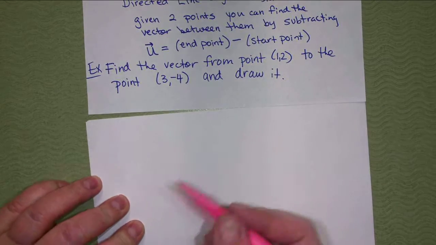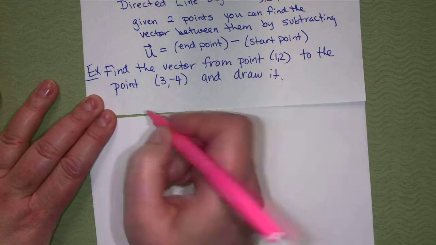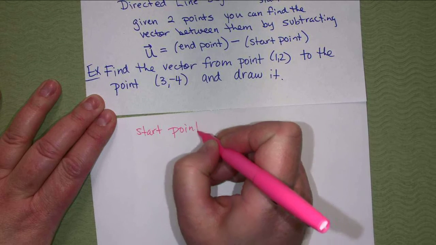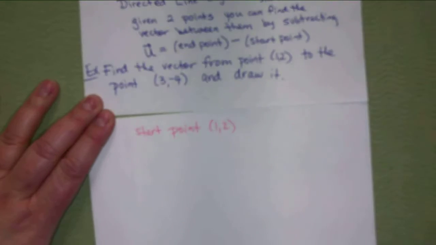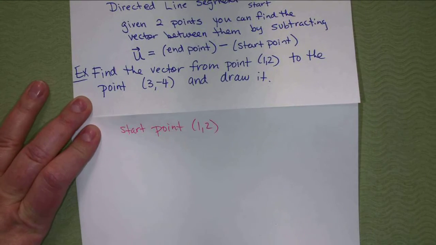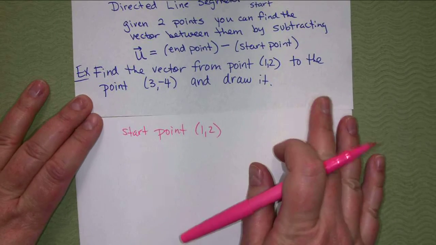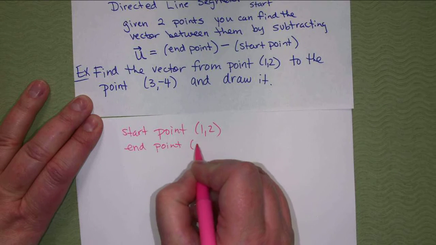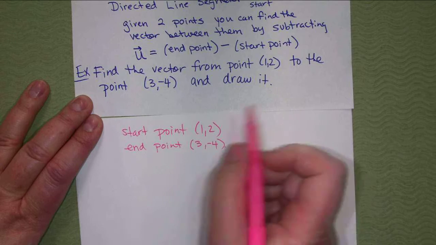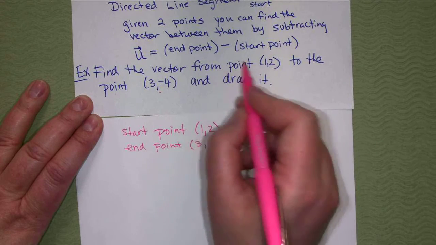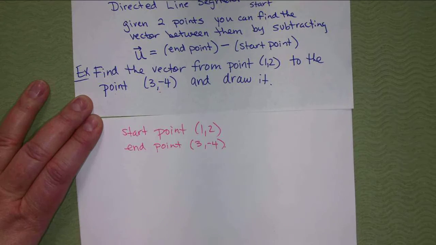Okay, so from the point 1, 2, so the start point is the point 1, 2. Can everyone see that pink? Sometimes if I pick a too light color, let me know. So your start point, so our end point would be 3, negative 4. Right, and that says from the point to the point. So it's starting here and to the point, so it would end there.